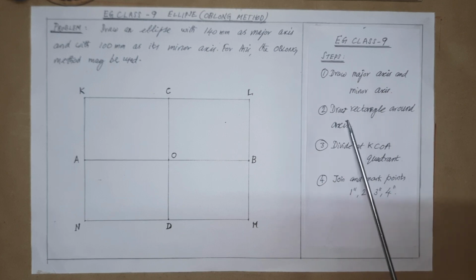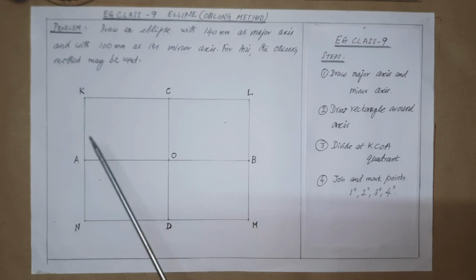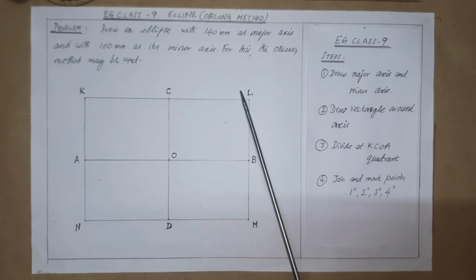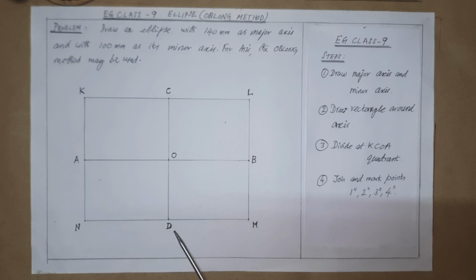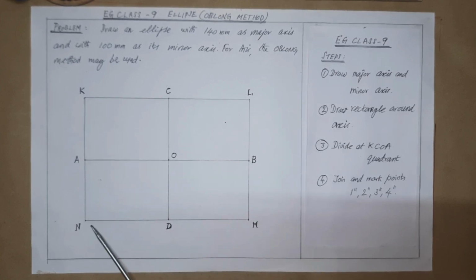Then step 2, draw a rectangle around the axes. It means as per step 2, draw a rectangle by drawing parallel lines through the four edges. AB has two edges, so draw parallel lines for AB, and CD is another two edges, with parallel lines KN and LM. Likewise, parallel lines are to be drawn through the four edges of the axis lines as shown. Then name the corners as K, L, M, N as shown here.